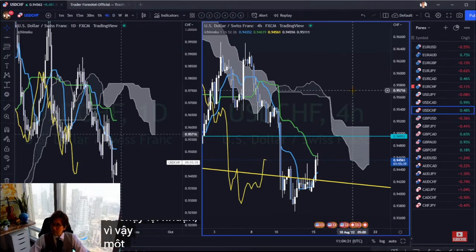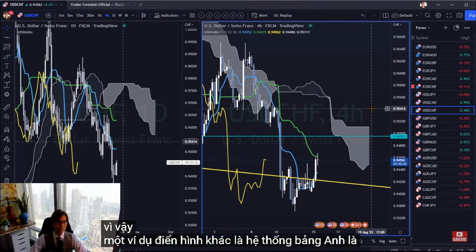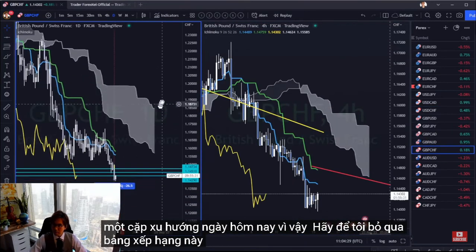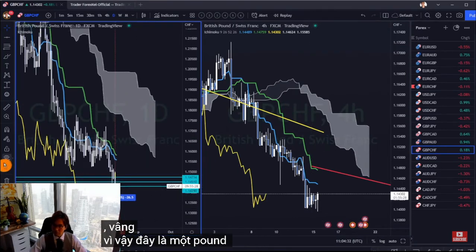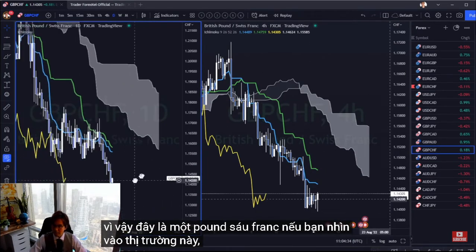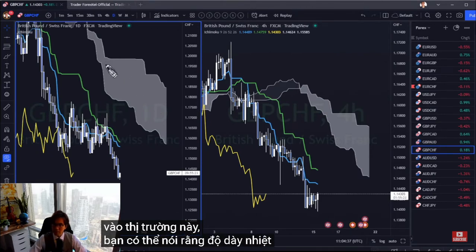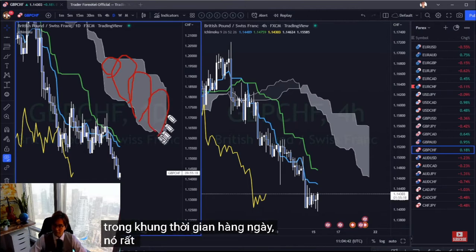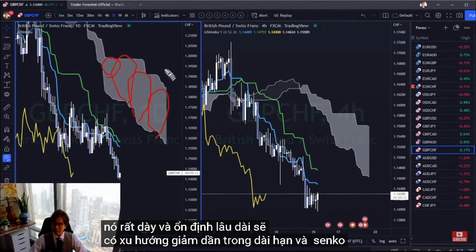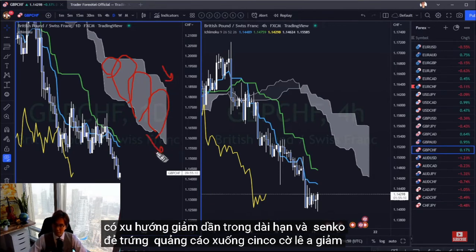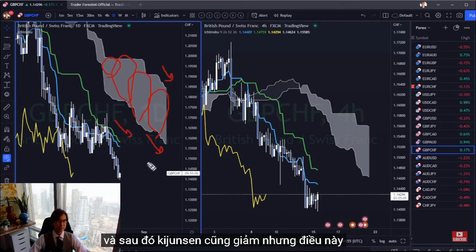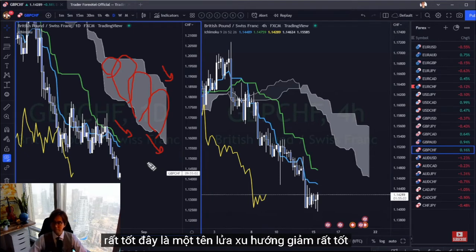So another good example is pound Swiss franc as a trending pair today. So let me skip to pound Swiss franc. So yeah, here is a pound Swiss franc. If you look at this market, you can tell that Kumo thickness is very good on the daily time frame. It's very thick and long, stably downtrending in the long term. And Senko span B is down, Senko span A is down, and then Kijun Sen is also down. So this is very good. This is a very good downtrend market.